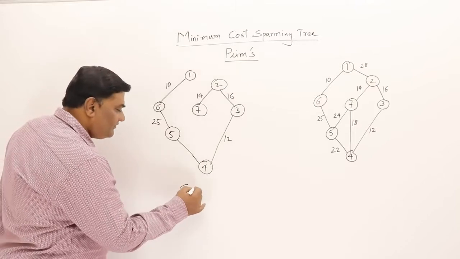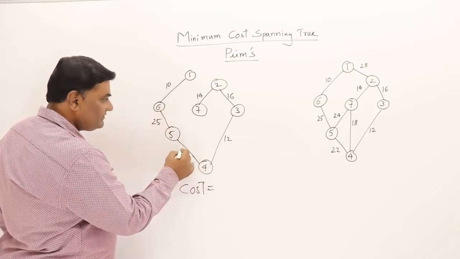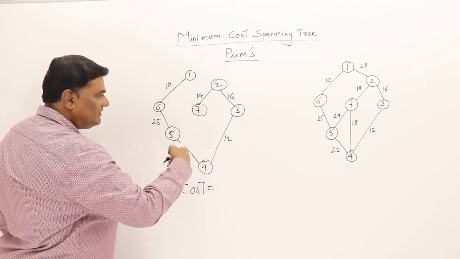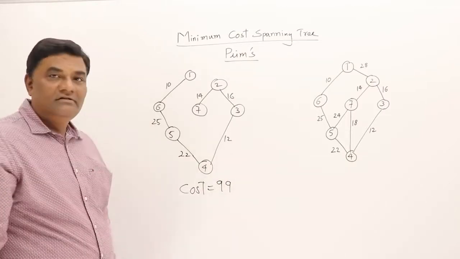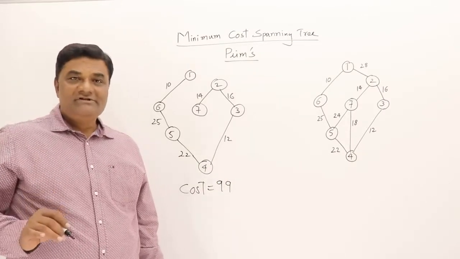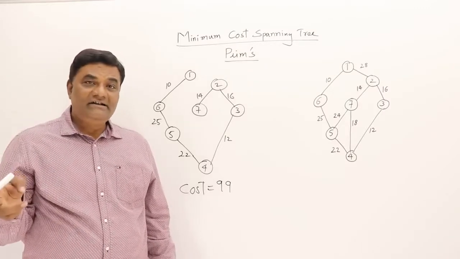What is the cost of the tree? The cost of the tree, if I add all these, is 99. So the approach of Prim's is initially select the smallest one, then always select the connected smallest one.